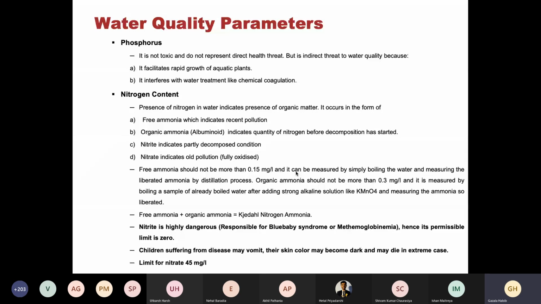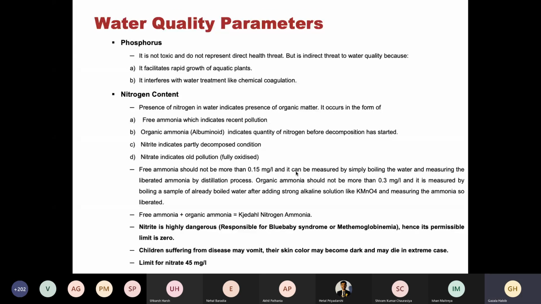Free ammonia plus organic ammonia is known as Kjeldahl nitrogen ammonia. Okay, so Kjeldahl is very common. You can say it is an experimental device which is used in the laboratory to determine the total ammonia, free ammonia and organic ammonia.